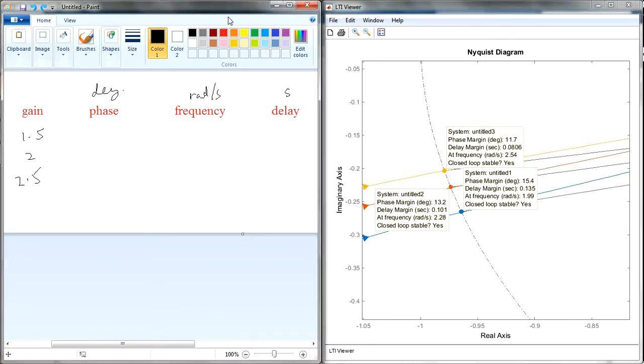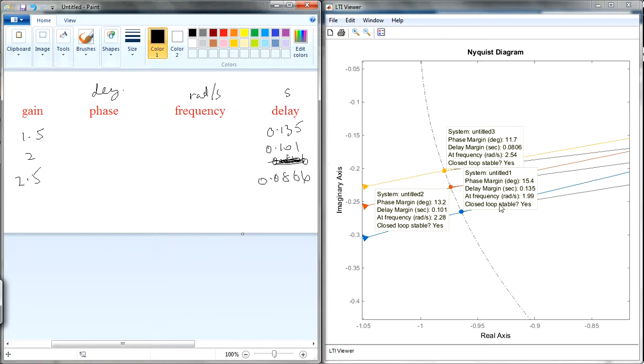So actually I can plot the delay now. So it's 0.135, 0.101, then 0.0806.